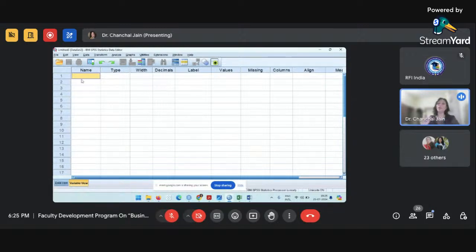Similarly, if your variable name has two words, suppose I have written here respondents age, right?